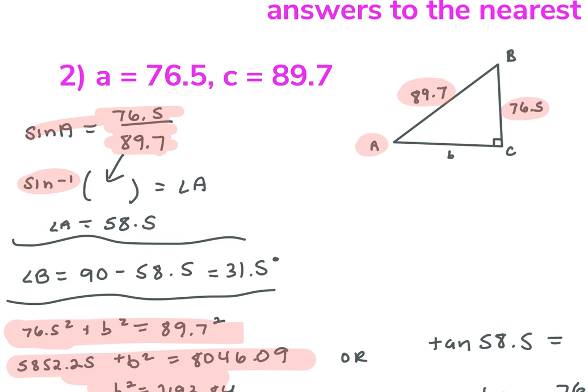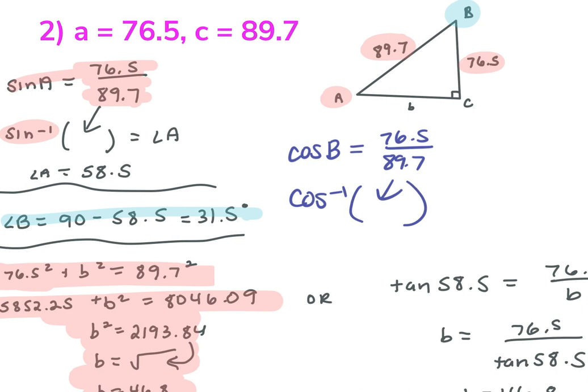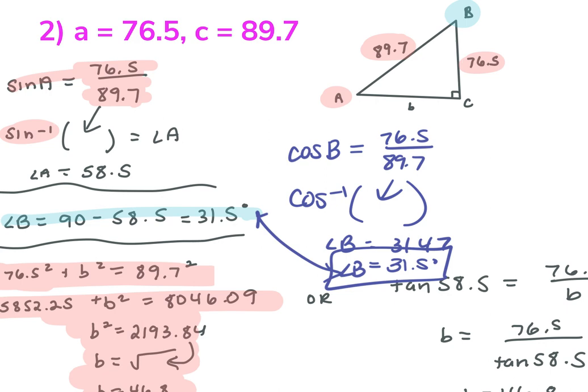Then you have two choices. Subtract it from 90, and if I'm running low on time or I feel like I'm taking too long, I'm certainly going to do it that way. The other option would be to set up your trig function using B and the two sides you're given. So 76.5 is adjacent to B and 89.7 is hypotenuse. So I could have also said the cosine of B equals 76.5 over 89.7. And then I could do cosine inverse of 76.5 over 89.7. And I get angle B is 31.47, which is 31.5. So both ways got you the same answer. The subtracting from 90 is obviously faster.